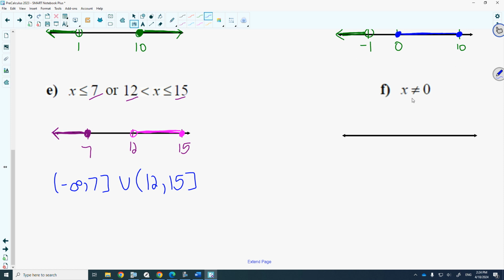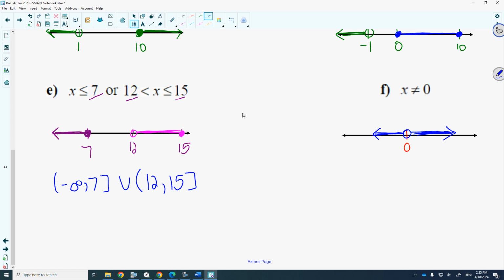x is not equal to 0. How would we show that? Basically, x could be anything except for 0. So if I put 0 on a number line, 0 would be here. Now, not including 0 means I need to have an open circle at 0, but it could be any number except for 0. So it could be any number right of 0 or any number left of 0. So I need to write what it would look like from negative infinity to 0. Can't be 0, so I need a union, 0 to infinity.